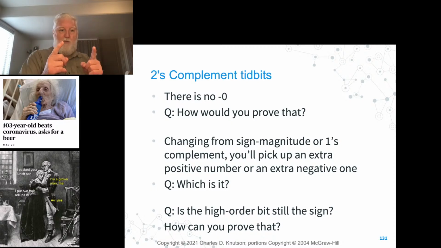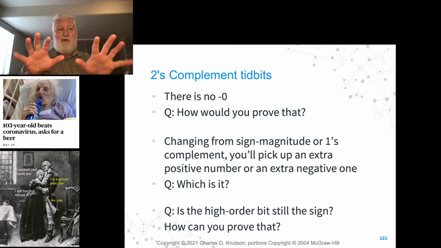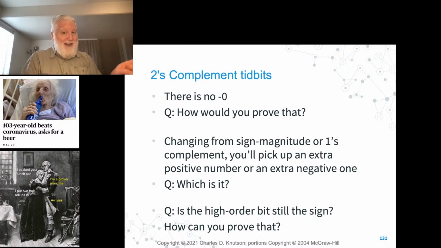So where's the extra number? Who gets the extra number? Should it be a positive number or should it be a negative number? We already said, like with sign magnitude, we could go from positive 127 down to negative 127. Well, we're going to have a new value. It's either going to be positive 128 or negative 128. We're picking up an extra number because we lost negative 0. What are we going to do?